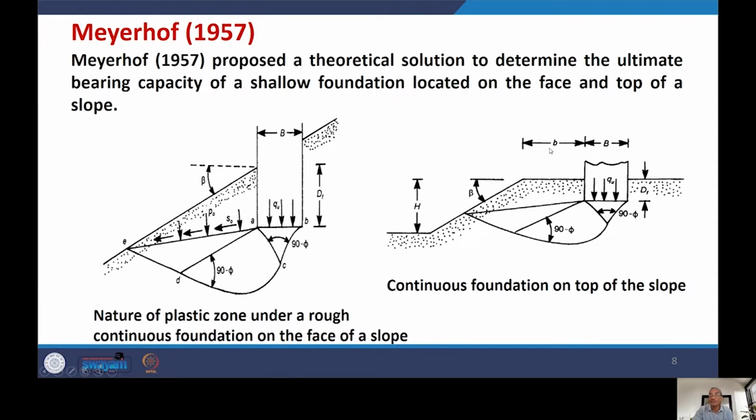Naturally, in general one can expect that as the value of b increases, going away from this point, the effect of the slope will decrease. There is a critical setback distance, which is given differently by different researchers. So after a certain point, there is no effect of the slope. Let's discuss both situations, as Meyerhof has given some charts.